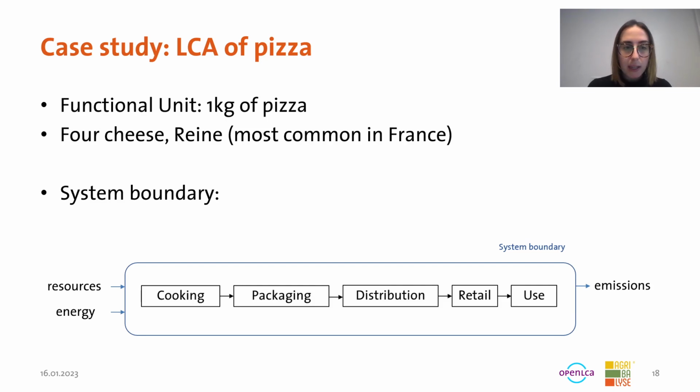Here are the system boundaries. We have cooking, packaging, distributing, retail, and use as the foreground model. And then, of course, this is connected to the background database to connect it down to raw material extraction and to complete the life cycle.